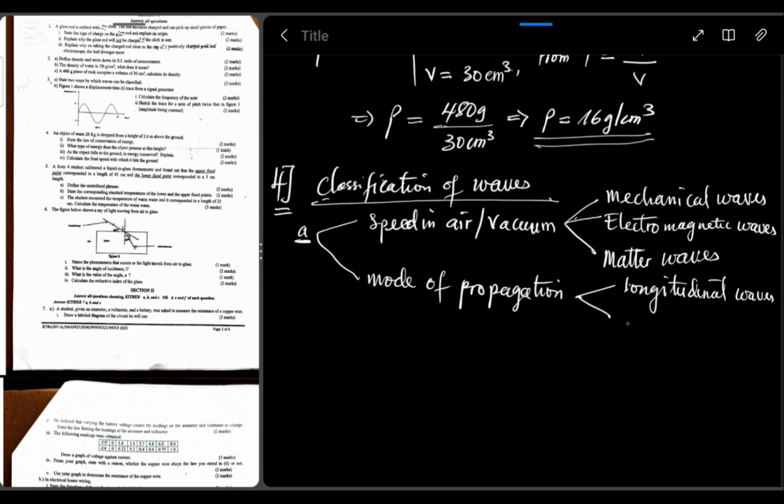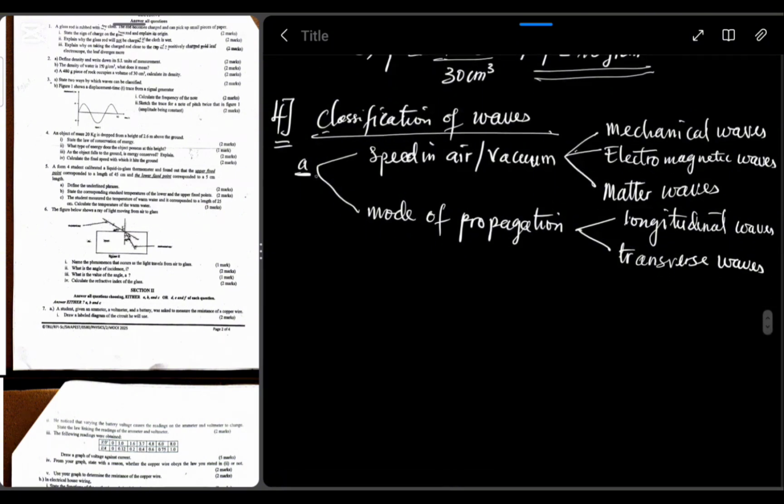Secondly, we have transverse waves, which are waves in which the vibrations of the particles of the medium are perpendicular or normal to the direction in which the wave is traveling. And lastly, waves can also be classified based on their means of transferring energy.